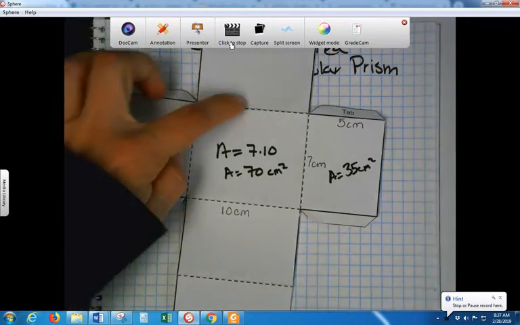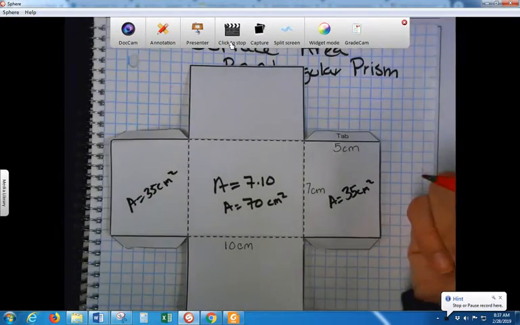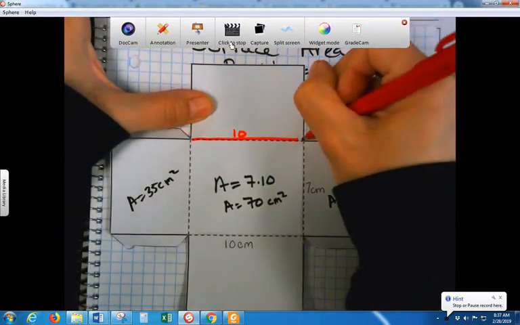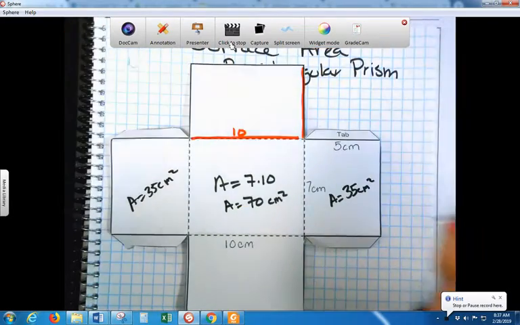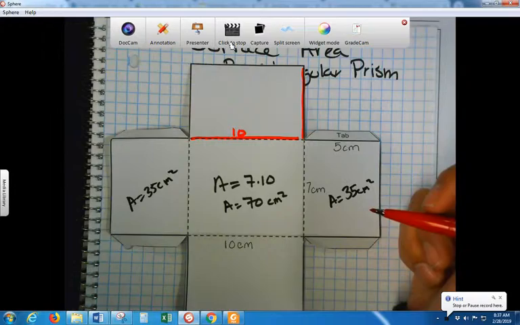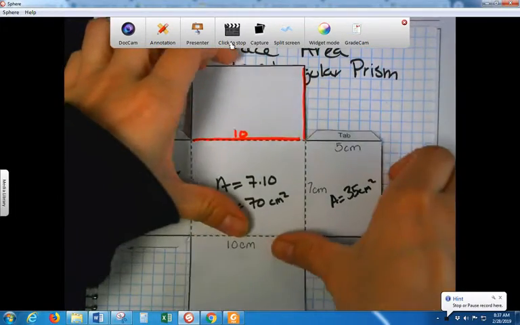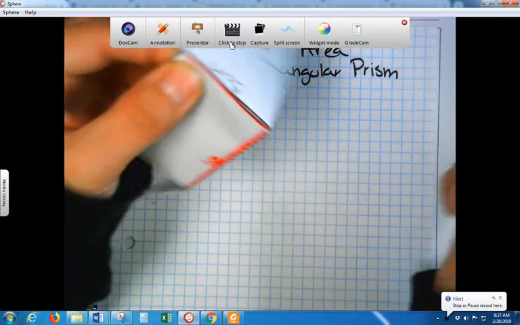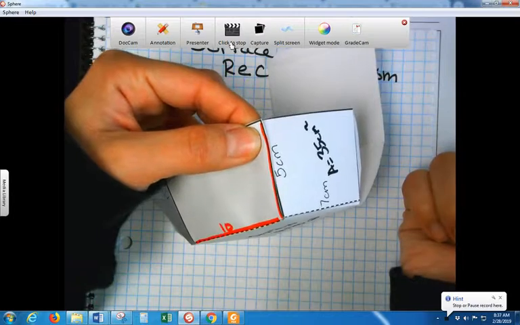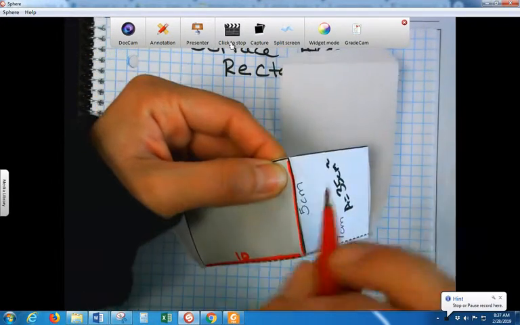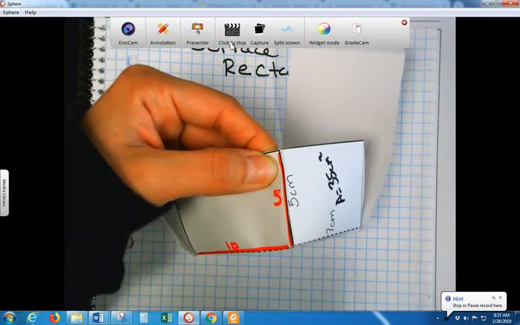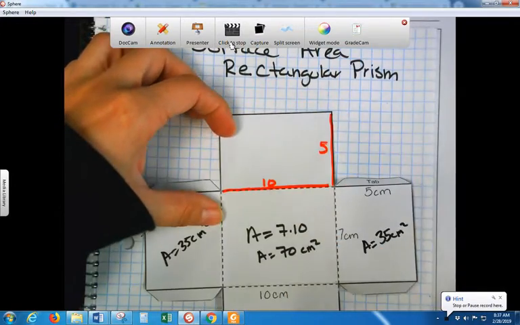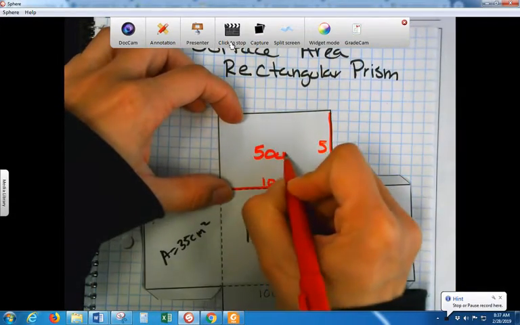Okay, let's do the top one. What would this measure? 10. What would this measure? 5. The 5 or the 7? 7. Okay, exactly like Delilah said. If you fold it, what's the measurement? 5. Do you see it? So this would be 5. You see it there? Okay, so 10 by 5 gives you 50 centimeters squared. All right?